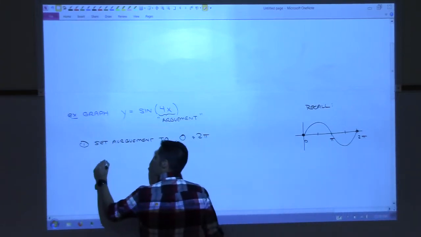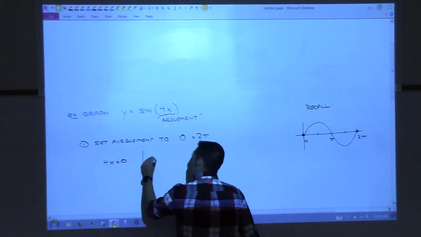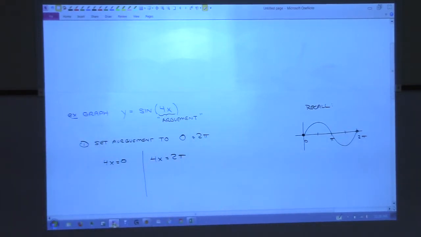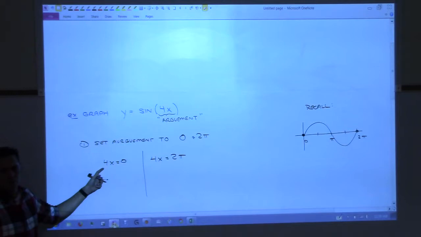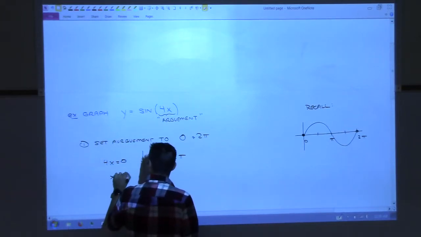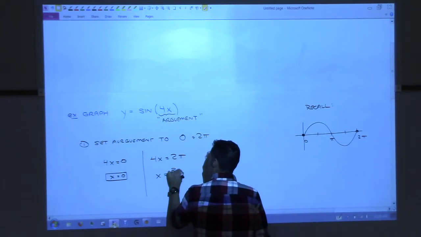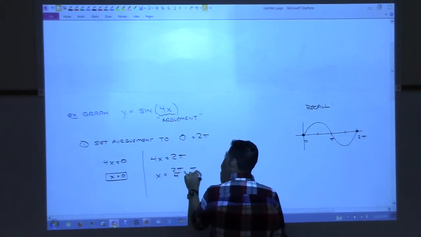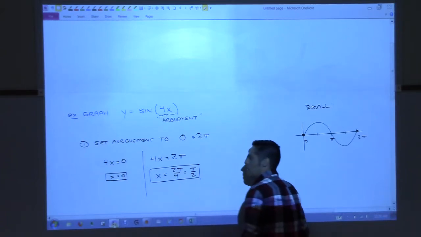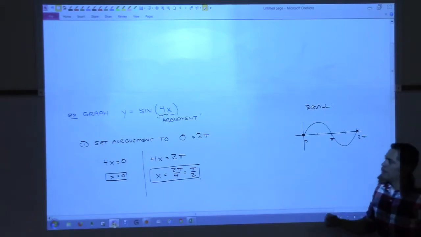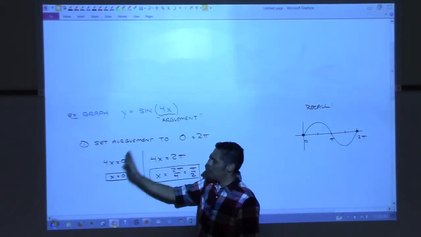So I'm going to set 4x equal to 0, and I'm going to set 4x equal to 2 pi. I have 2 separate equations here. What is the solution to the first equation? 0. Just divide by 4, you get 0. So that's one of my endpoints to the period. Now divide the other one. You just get pi over 2, because you're doing 2 pi over 4. This is pi over 2. This is the first step: remember that you set the argument equal to 0 and 2 pi.